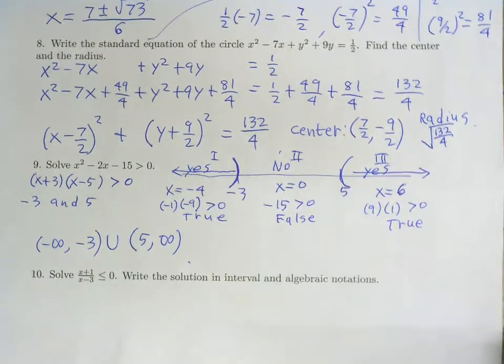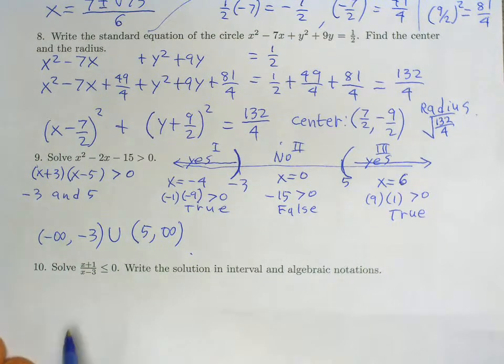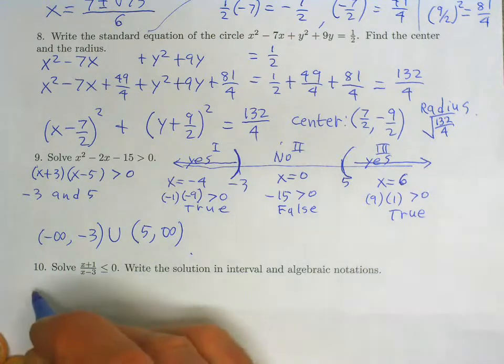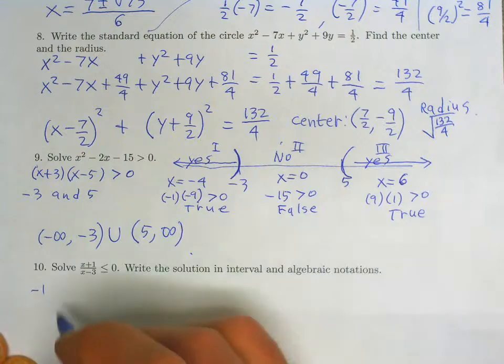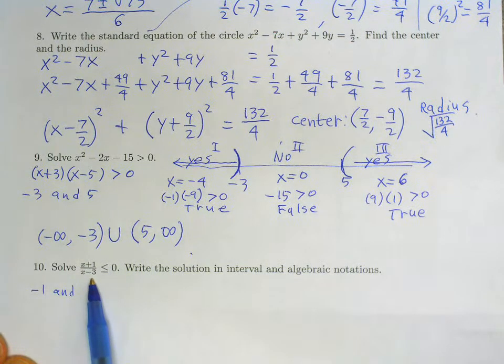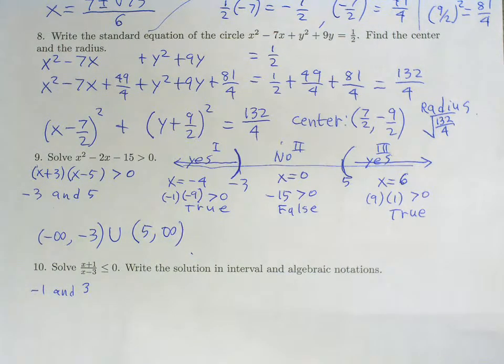Okay, let's do the next inequality. This one is a rational inequality. We can tell what the endpoints are. The x value that makes the numerator 0 is -1. So -1 is an endpoint. The x value that makes the denominator 0 is +3. So that's the other endpoint.